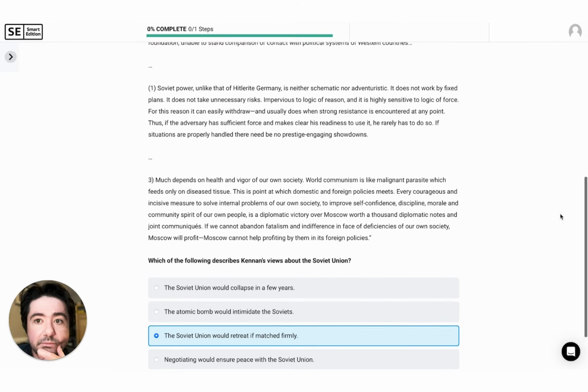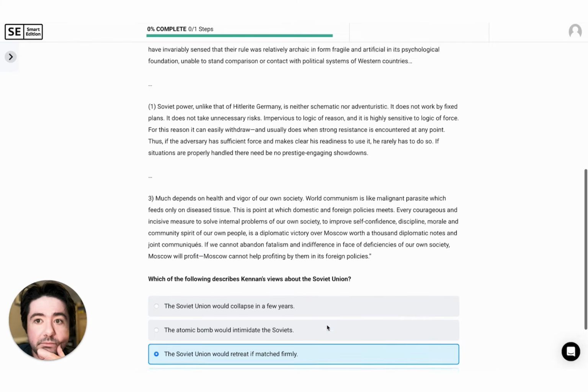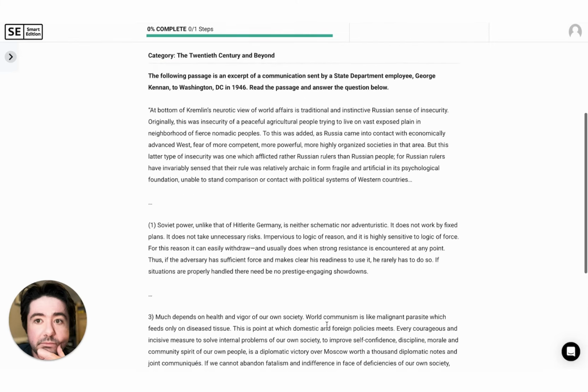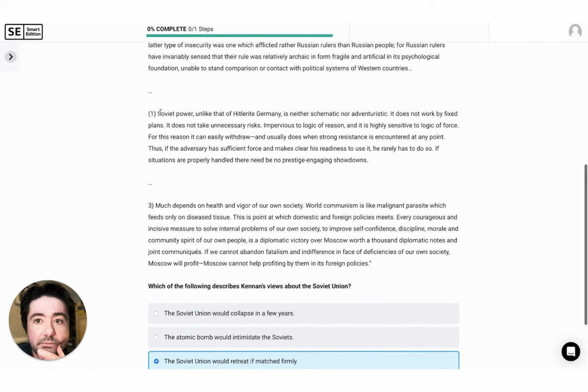Where do we see this, though? So, like I said, we're going to skim. Look at some keywords we can take with us, though: collapse, atomic bomb, matched firmly, and negotiations. Keep those 4 key ideas in your mind as you skim. And as we skim with those key ideas in mind, we are going to find our answer in paragraph 2. And it shows up here.